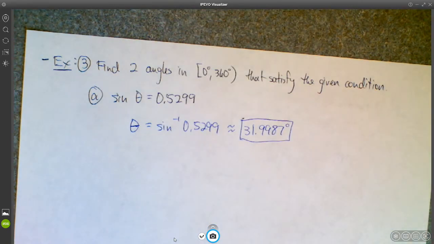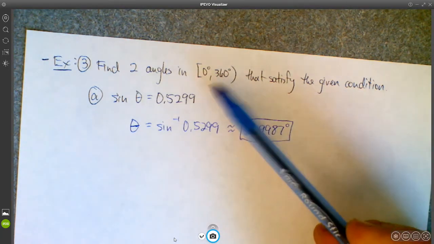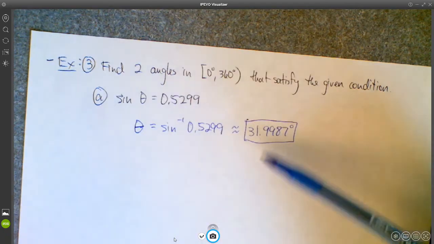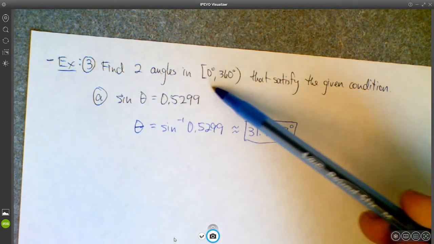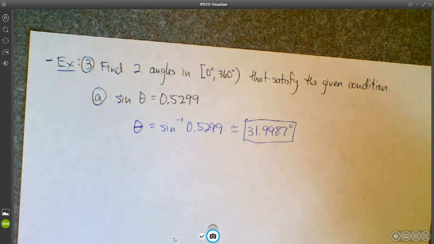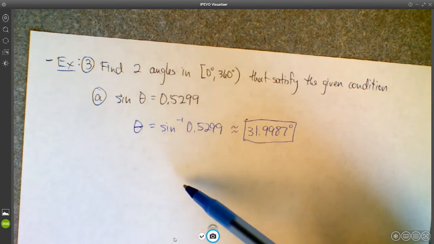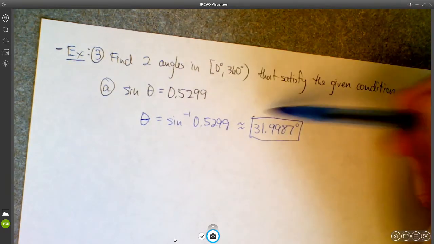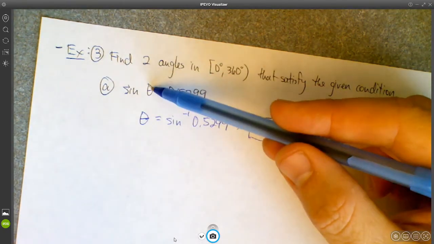Another possibility: the sine function just repeats, right? It's periodic. So for another angle that would satisfy this condition, it would be tempting to just add 360, because you know that coterminal angles are going to have the same sine, cosine, tangent, whatever. But our angle has to live in the interval from 0 to 360. So as we've discussed, sine is positive in quadrant 1 and in quadrant 2. The angle that we got was the angle in quadrant 1 that satisfied this condition. The other one should be in quadrant 2, right?